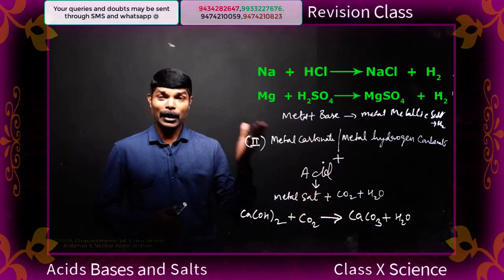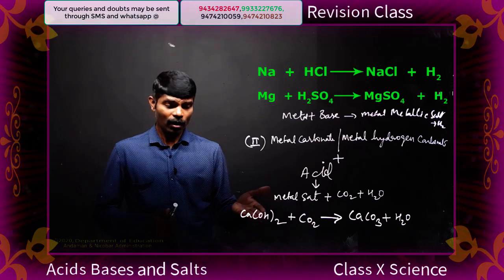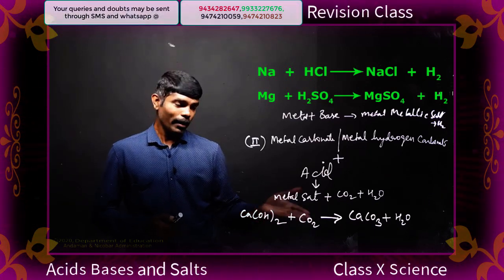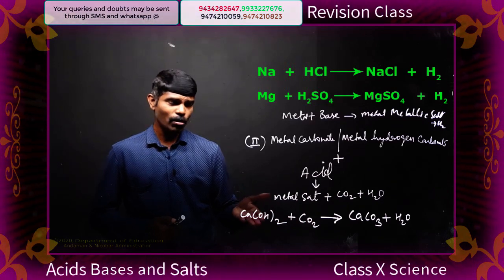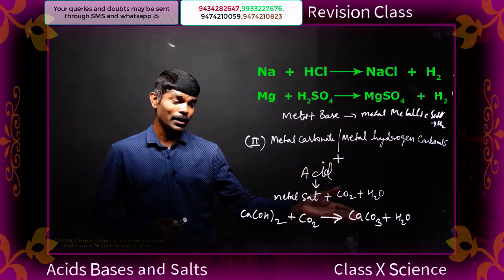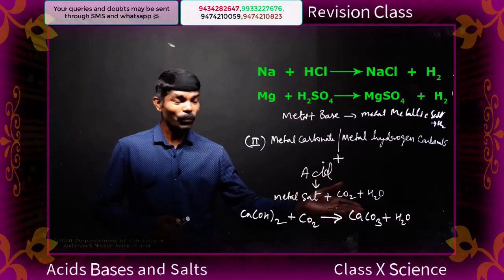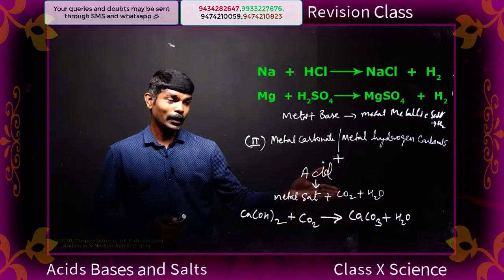So the calcium carbonate is white in color, whereas calcium hydroxide, which is lime water or slaked lime, is a colorless solution. When carbon dioxide is passed through it, the solution turns milky, that is white in color, due to the formation of calcium carbonate. So in this way we can confirm the presence of carbon dioxide in this equation.